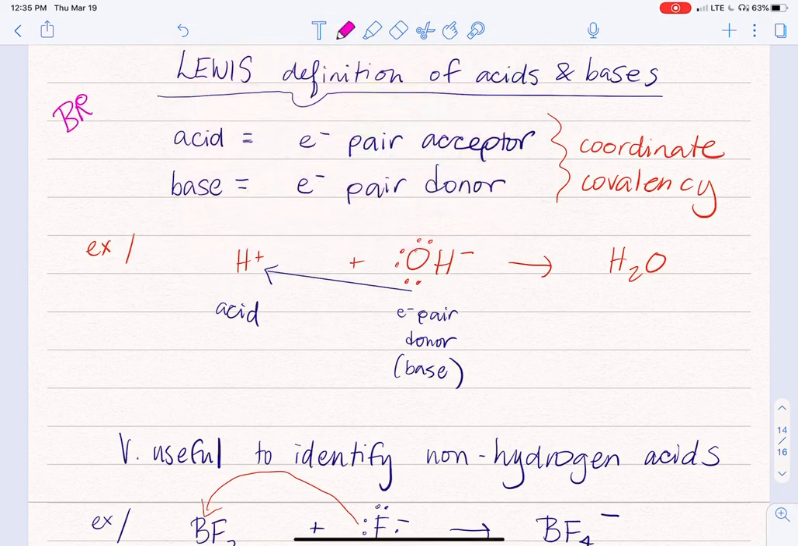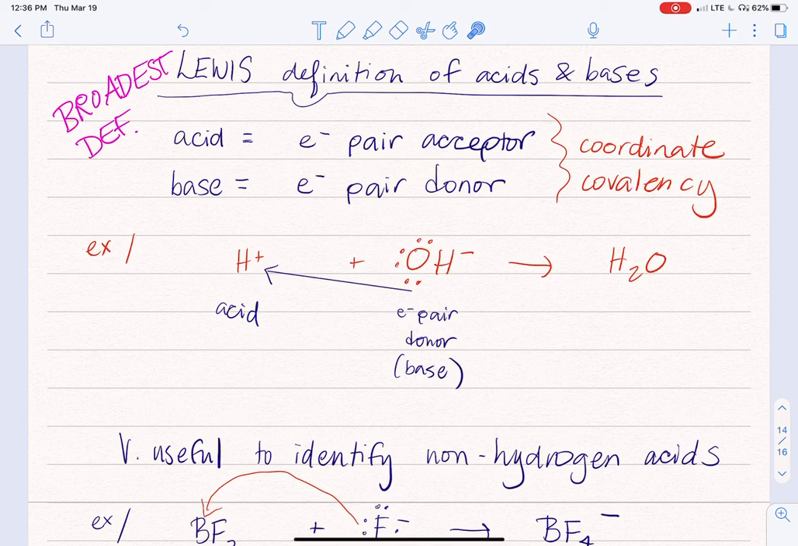this is the broadest definition of acids and bases. We define an acid as an electron pair acceptor and a base as an electron pair donor. So an electron pair acceptor is kind of like being a proton donor. Instead of giving away something positive, it accepts something negative. And a base is an electron pair donor, which is kind of like being a proton acceptor.